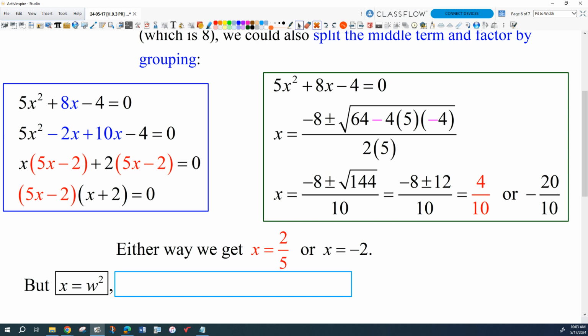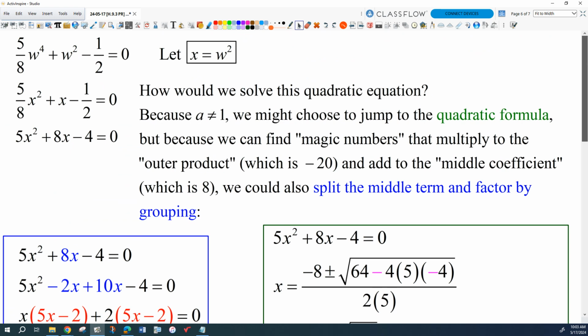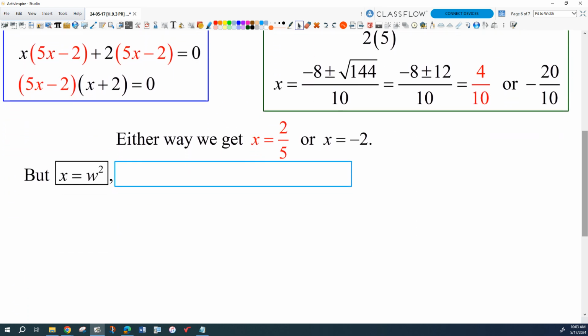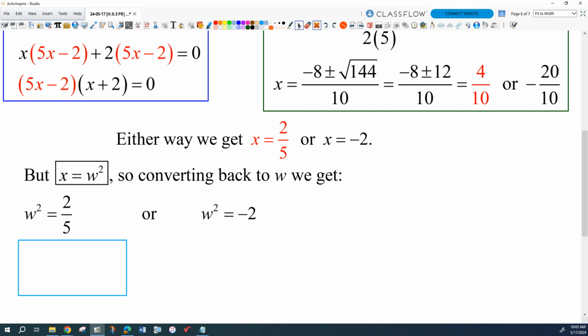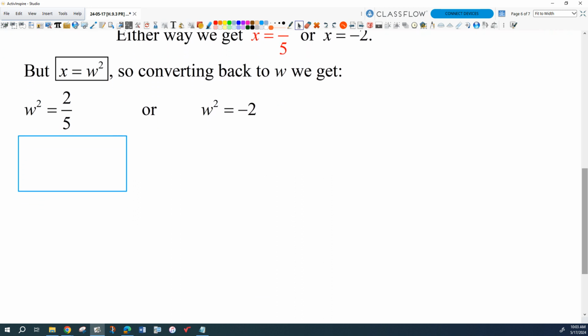But are we done? No, because don't forget, what did we do originally? We made a substitution, right? So we've got two possibilities here. We solved for x, which is actually equal to w squared. So where would we go from here? Square both. Okay, right. I'm going to make my substitution back to w's. So I get either w squared equals 2/5 or w squared equals negative 2. So what are my solutions going to be for w then? Careful, not square root. Square root of 2/5?